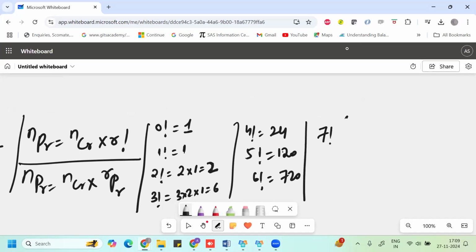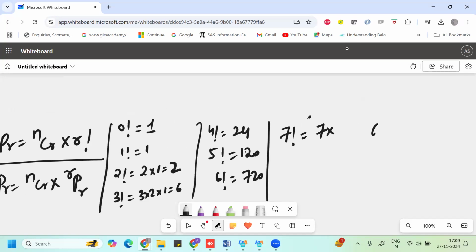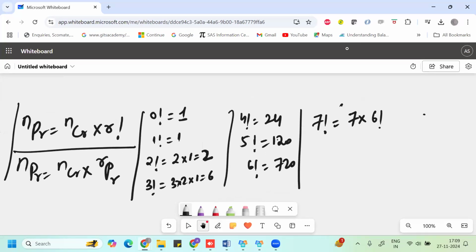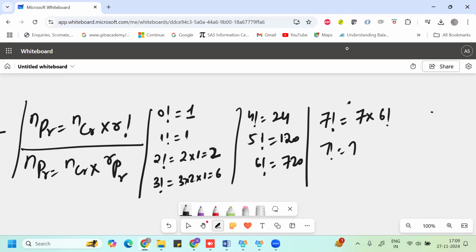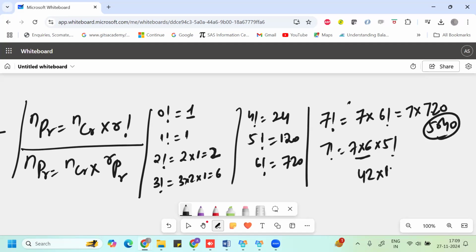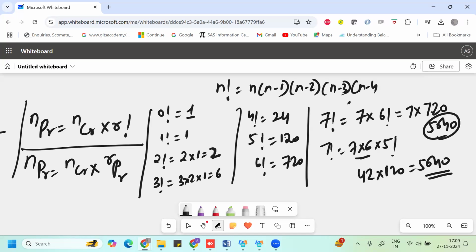You should know this. 7 factorial I can write as 7 into 6 factorial, or I can write 7 factorial as 7 into 6 into 5 factorial. All mean the same thing. So 7 into 6 factorial means 7 into 720, that would be 5040. Or if I write 7 6s are 42 into 120, if you solve, you'll get 5040. So n factorial means n into n minus 1 into n minus 2 into n minus 3 into n minus 4 till 1.